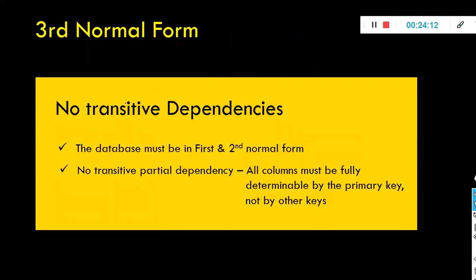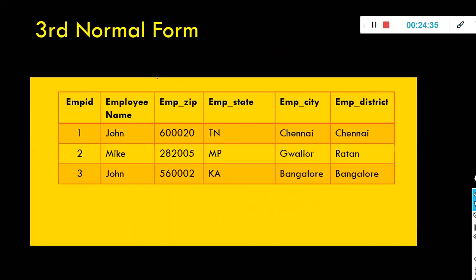Next one is third normal form. In order to say that my tables are in third normal form, they should first meet first normal form and second normal form, and then the third normal form. What is third normal form? No transitive dependencies. All columns must be fully dependent on your primary key, not on other keys. This is very simple. I've taken a simple example. For example, the employee ID and employee name, right? The employee name is dependent on the employee ID, and the employee zip, meaning which location this employee lives in.